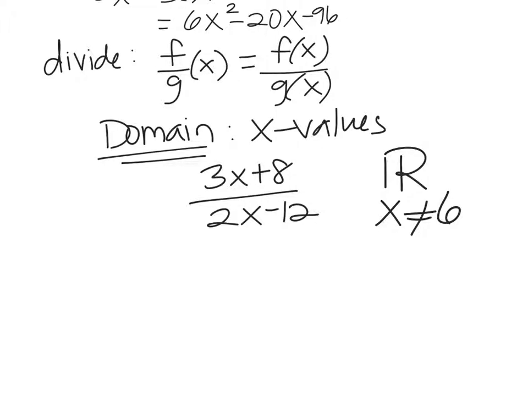Oh, I think I see it. You do? Yeah. Plug 6 in. Well, you get 18 plus 8. But what happens on the bottom? What do you get? 0. You get 0. Are you allowed to have a number over 0? No. We call that undefined.